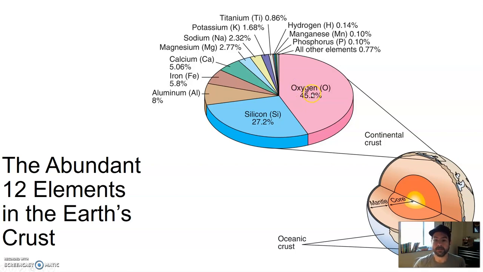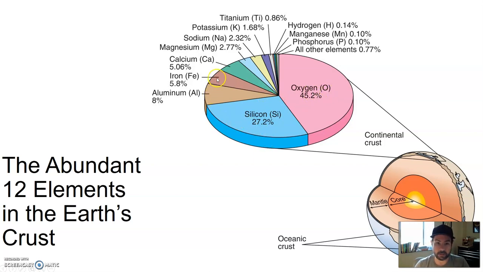So 45.2% of the Earth's crust by weight is oxygen atoms. Not oxygen gas. Oxygen gas, like what we breathe in from the air, is O2. It's two oxygen atoms bonded together. So we're just talking about oxygen combined with other elements to make minerals and rocks. So 45% of the Earth's crust is oxygen. Over 27% is silicon. So just these two make up about 72.5% of the Earth's crust, oxygen and silicon.